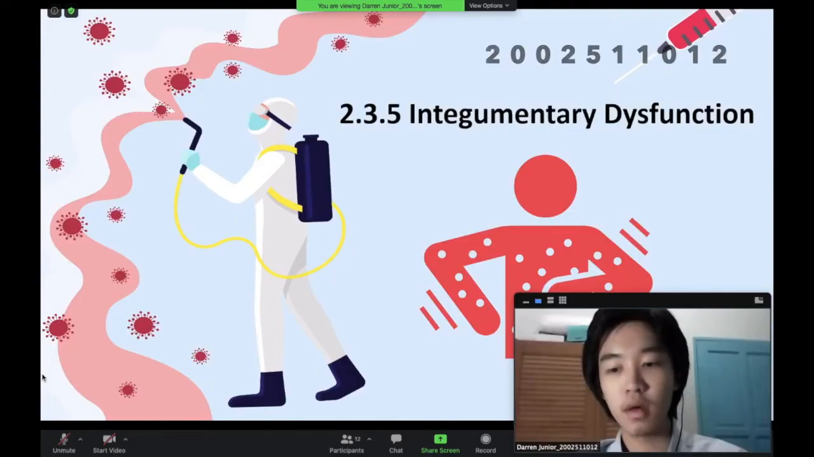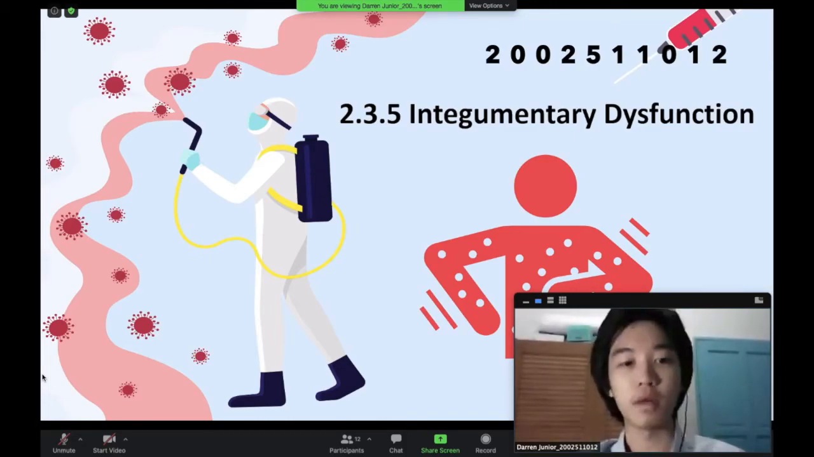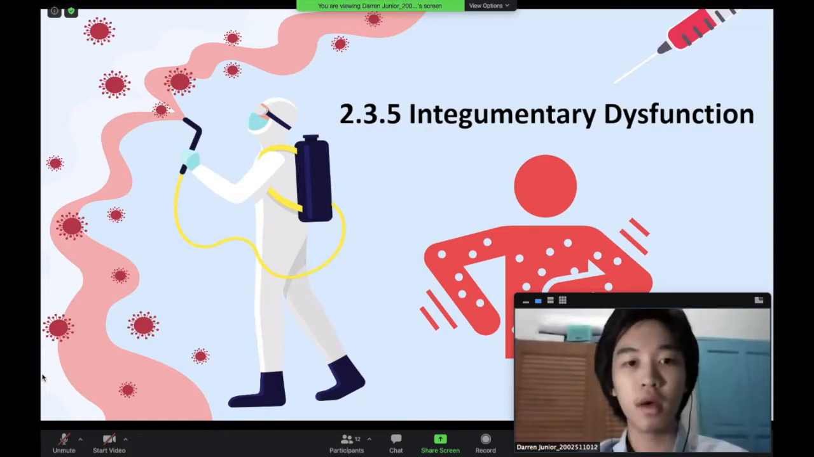Next. My name is Darren, and I will explain about the impact of COVID-19 on the integumentary system. Despite COVID-19 being categorized as a respiratory disease, over the past few months there have been several reports about the effects of COVID-19 on dermatology. The most common symptom is the appearance of rashes across the body.